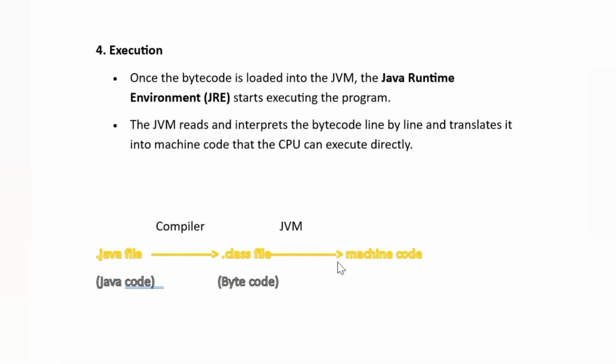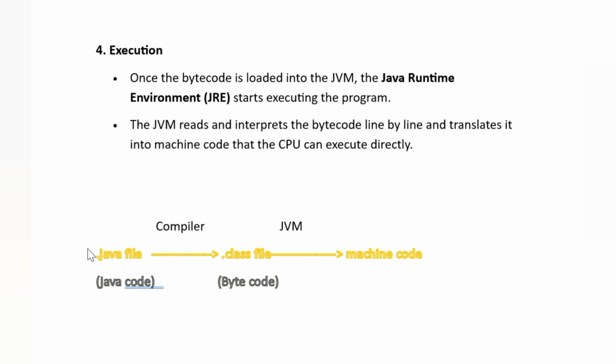As I said, once the bytecode is loaded into the Java Virtual Machine, there will be a Java runtime environment which starts executing the particular Java program. This Java Virtual Machine reads and interprets the bytecode line by line and transfers that bytecode into the machine code that the computer can understand, so that the CPU can execute the code directly.